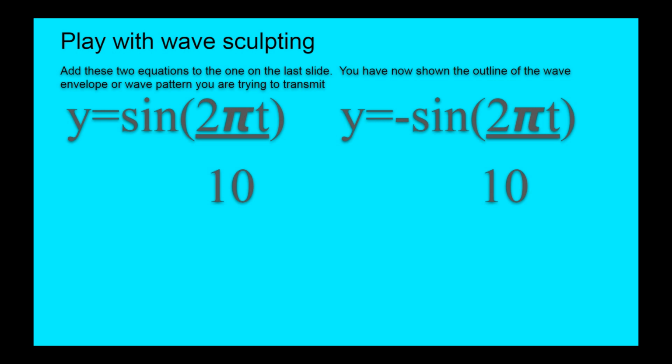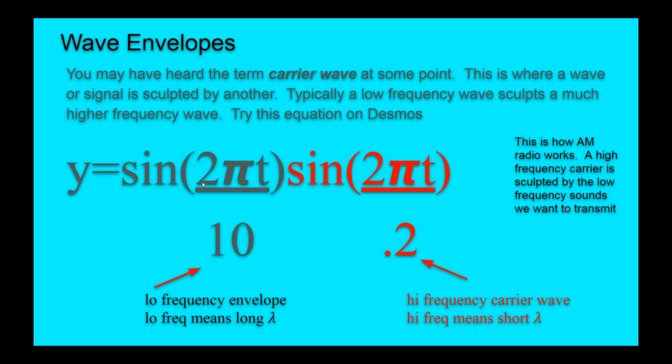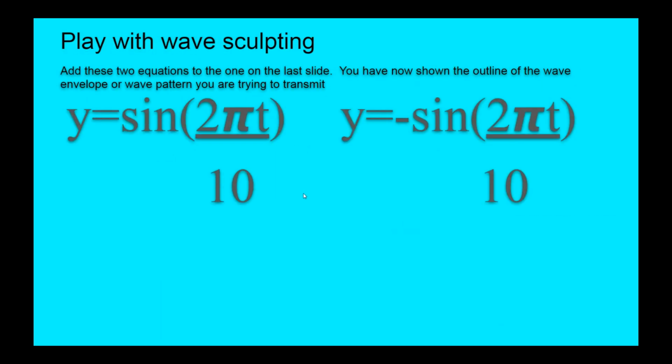Then I want you to add these two equations to the previous one, meaning just click plus on Desmos and add these two. It's literally the envelope wave plotted separately from the total wave. Here we have the envelope times the carrier wave. And here you've got the envelope wave and it's negative. And what that should do is now outline the shape of that envelope wave onto the carrier.